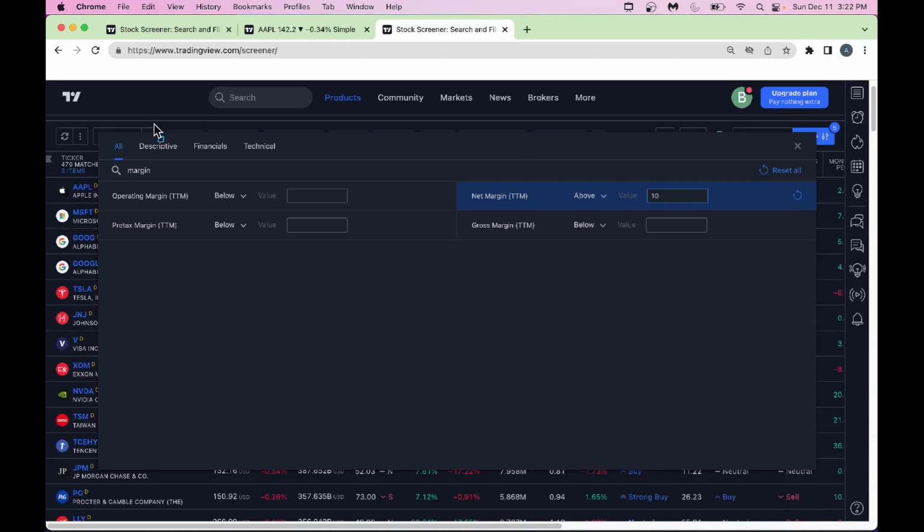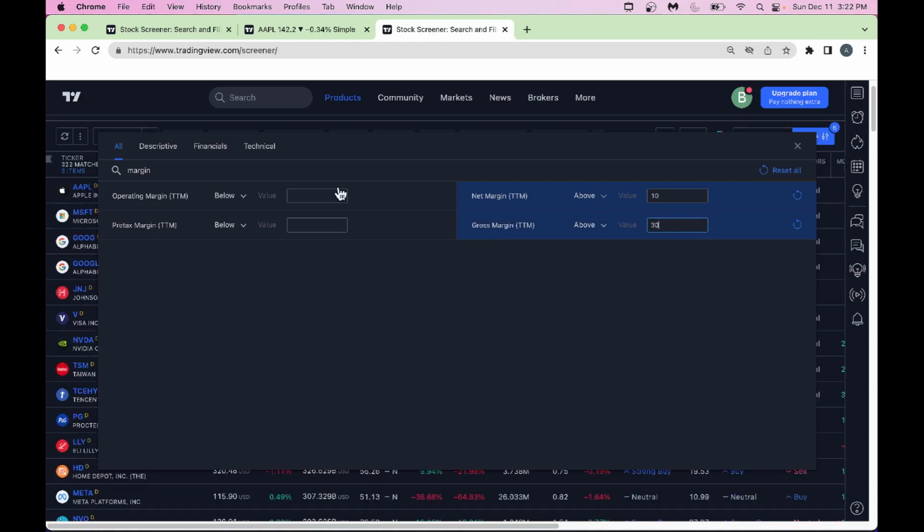Now look, from 14,000 we are down to 470, as you can see here. And gross margin, I would say at least above 30%. I want solid companies with the nice 30% or more gross margin here. Now look, we are back down to 322 here. So we are filtering down nicely.